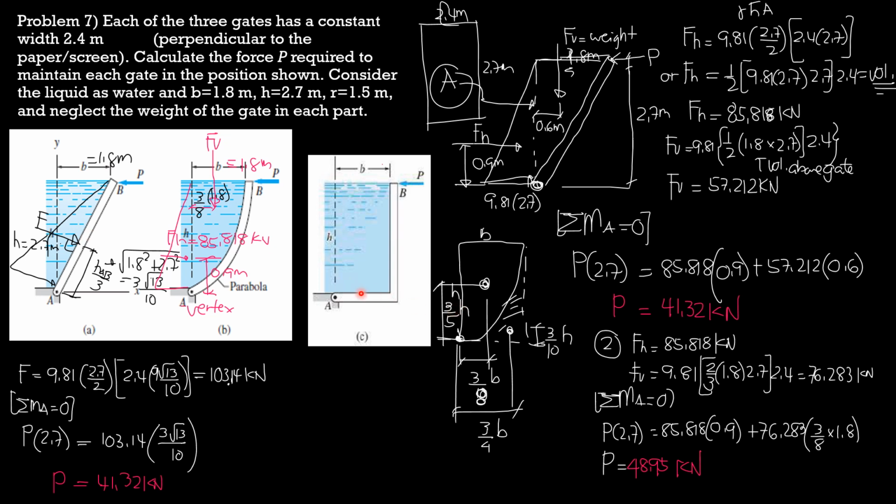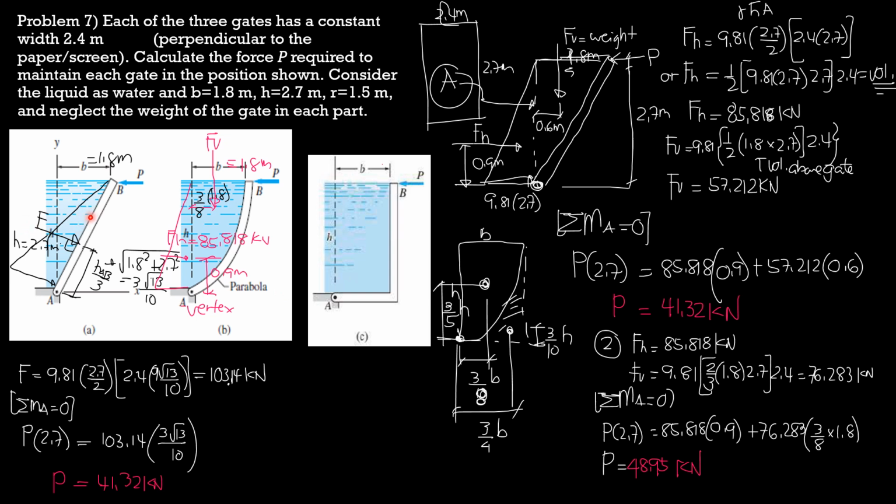There are 3 cases. The fourth one is quarter circular, but let's have that later. B is 1.8, H is 2.7 meters, and for the circular gate, R is 1.5 meters. And neglect the weight of the gate in each part.